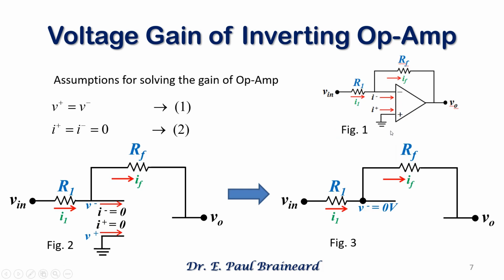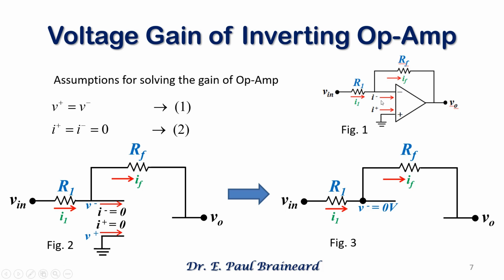From figure 1 we can see that the V plus terminal is grounded. From the first assumption we can say that the node voltage V minus is also at ground potential, because both of them are equal. V plus is 0, therefore the node voltage V minus is also equal to 0. Also, the currents entering into the op-amp, I plus and I minus, are both 0. This is like an open circuit at the input of the op-amp.